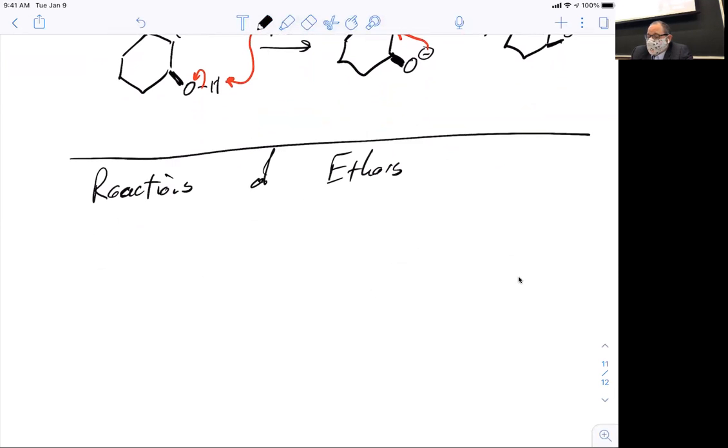Reactions of ethers. It turns out that ethers are relatively stable. They make good solvents. They don't react with a lot of stuff. If we look at it, they're not great leaving groups, right? We'd have to protonate it to get it to leave. They have lone pairs, but because they have 2 carbon groups, they're not great nucleophiles.